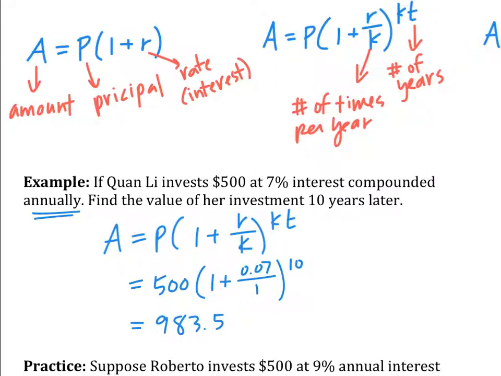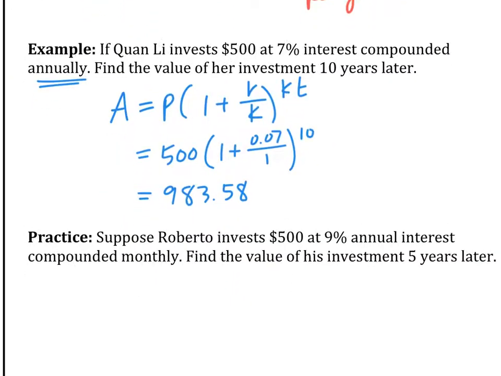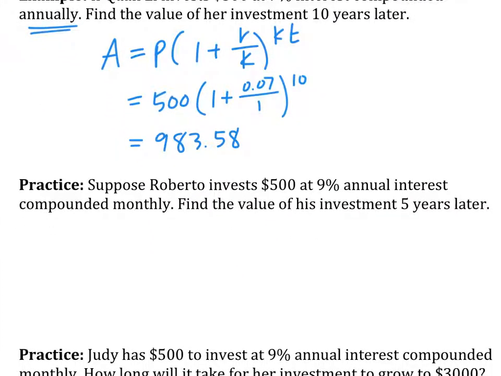$58? Is it 58? 50? 58, so you round, okay. All right, let's try another one.